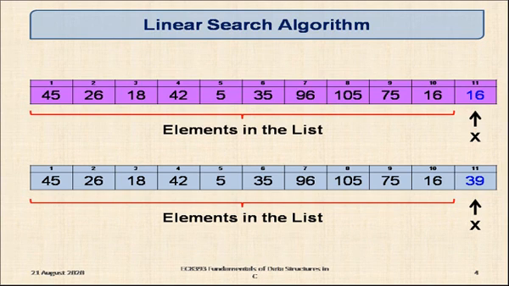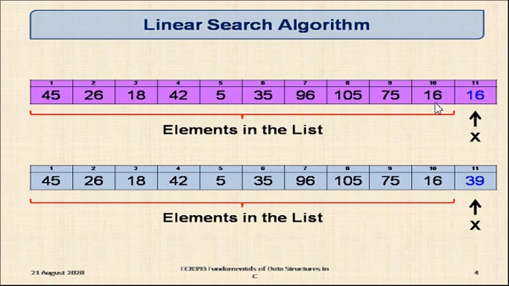Let us take one more example. Here the item to be searched is 16. I am comparing this one with every element of the list one by one. So it is compared with 45, not matching, then 16, 18, 42, 5 and so on. At the last it is available. So here it is matching, so it will break the loop.